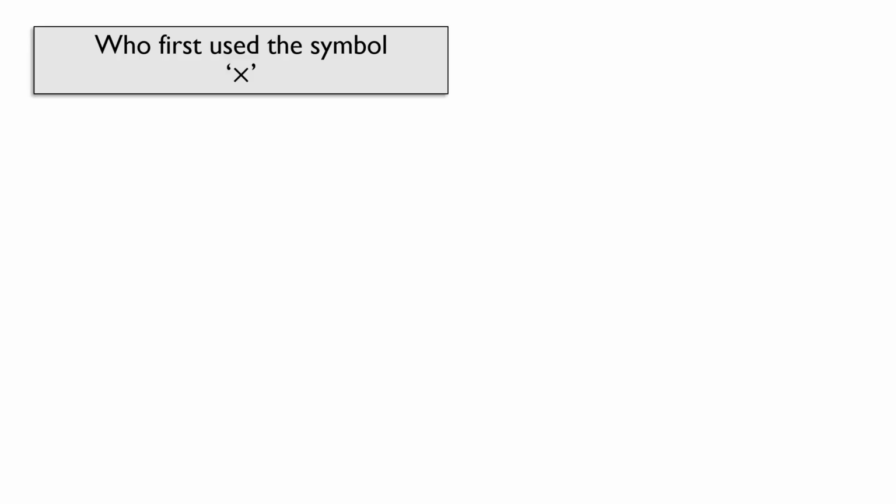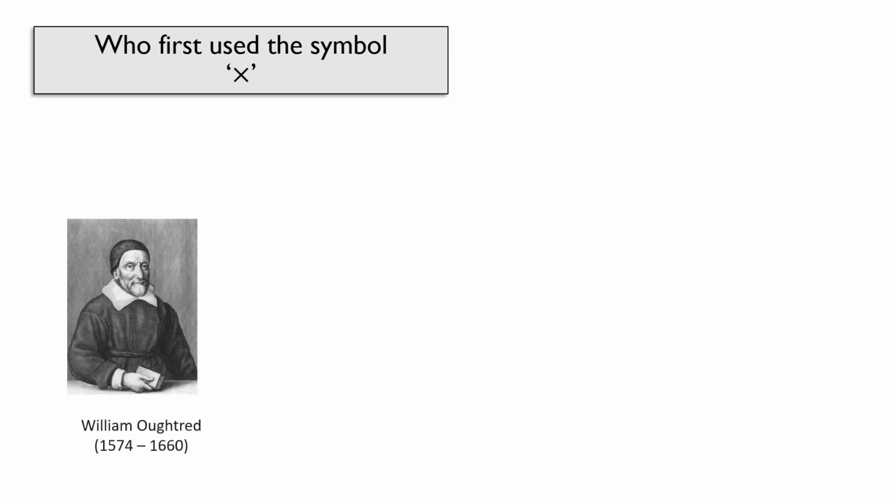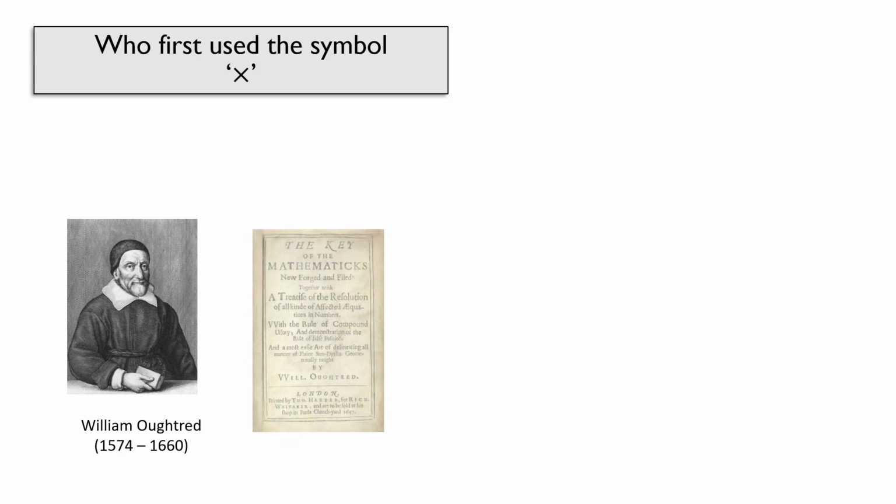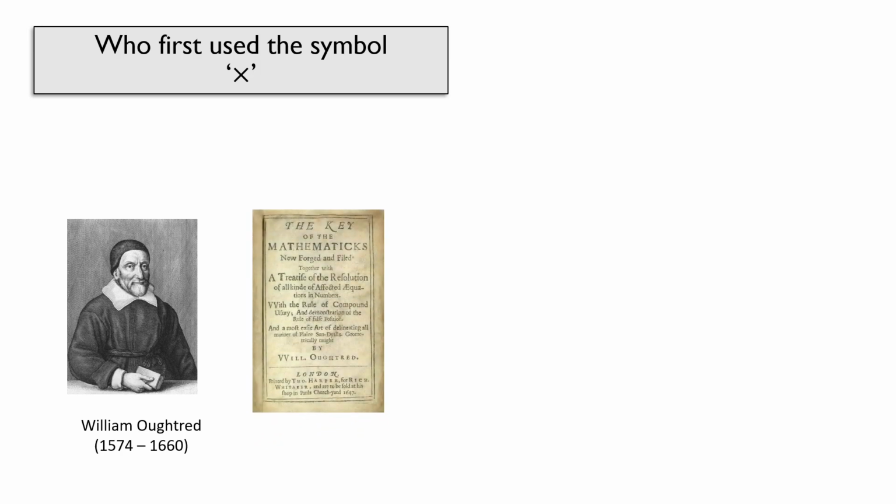So first, as mentioned, who first used the multiplication symbol, which is a slanted cross, in mathematical literature and popularized it? The multiplication symbol was first introduced by English mathematician William Oughtred. He introduced it in his book The Key of Mathematics, which was published in 1647. For your information, William Oughtred lived between 1574 and 1660.